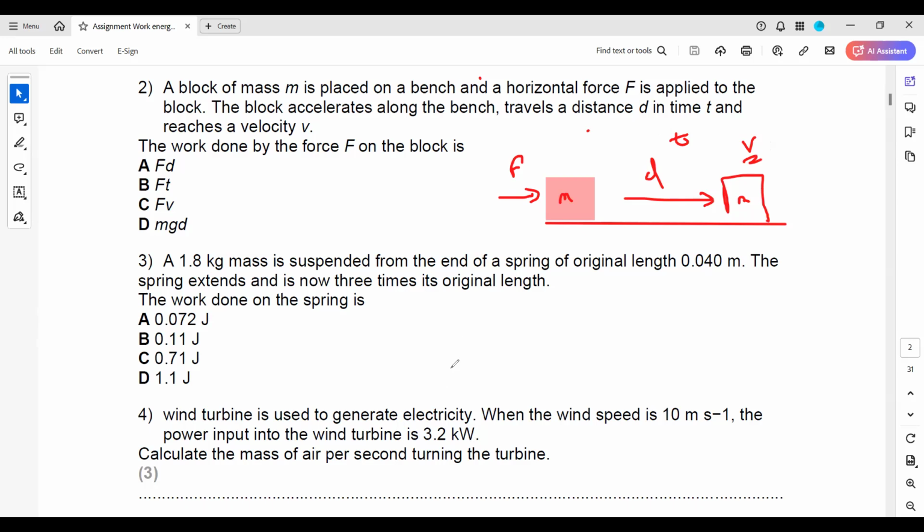The work done by the force on the block is... whenever we want to calculate work, it is force into distance. We always take the force and the distance which are parallel. So F into d, so A will be the right answer.